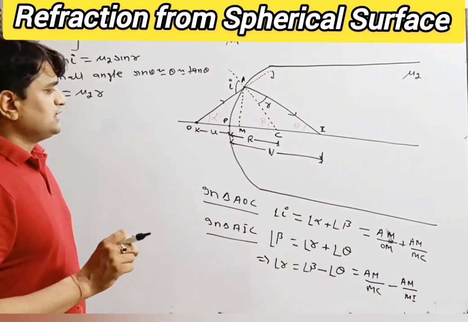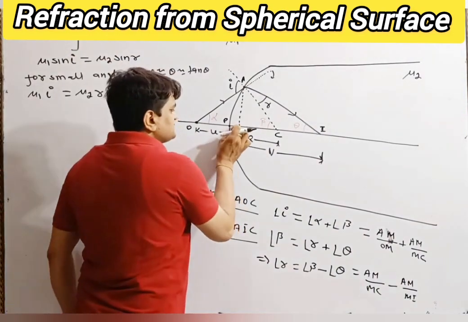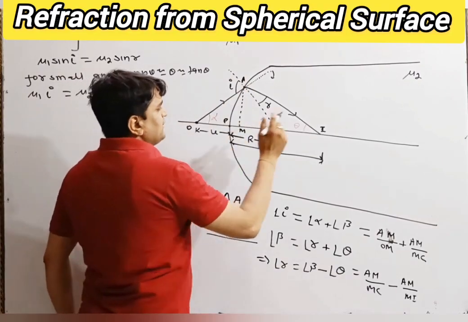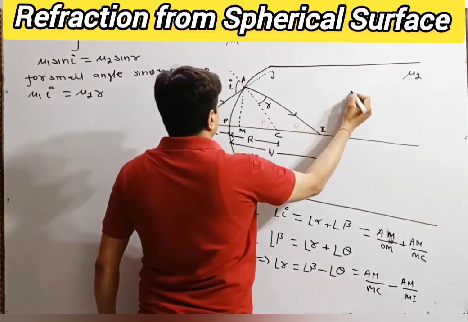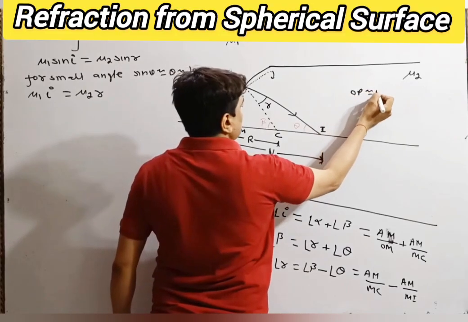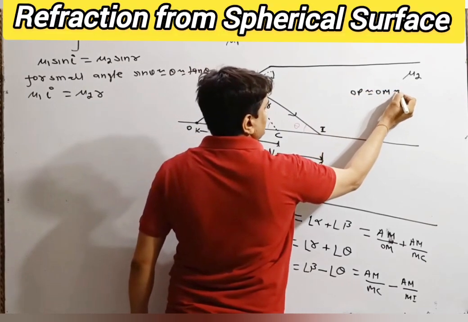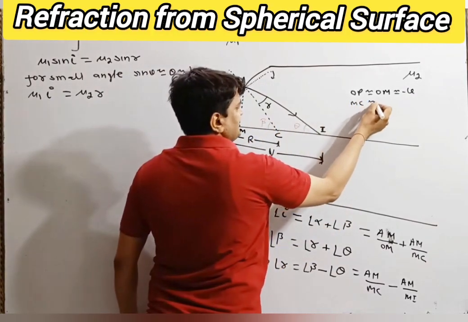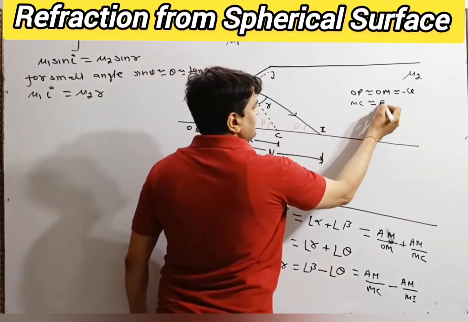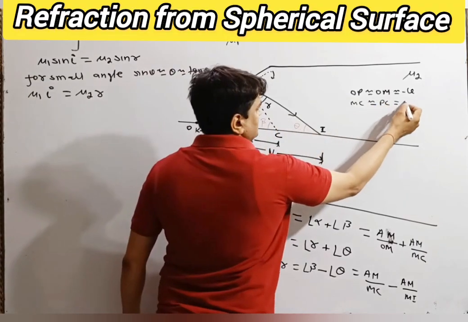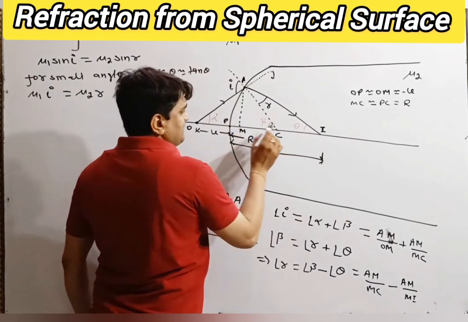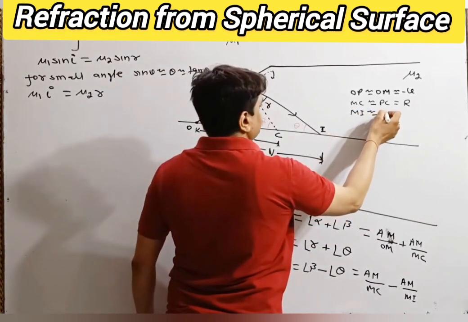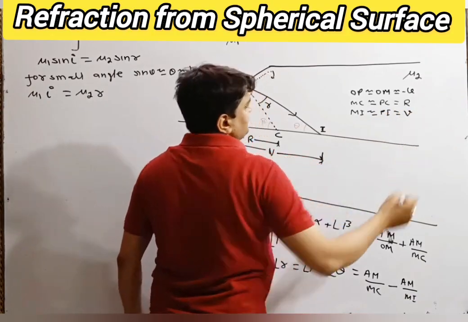Now let's make an assumption, because we consider the spherical surface very thin, we can consider OP as OM, and that is equal to minus U. MC can be considered as PC, and that is nothing but R, and MI can be considered as PI, and it will be V.